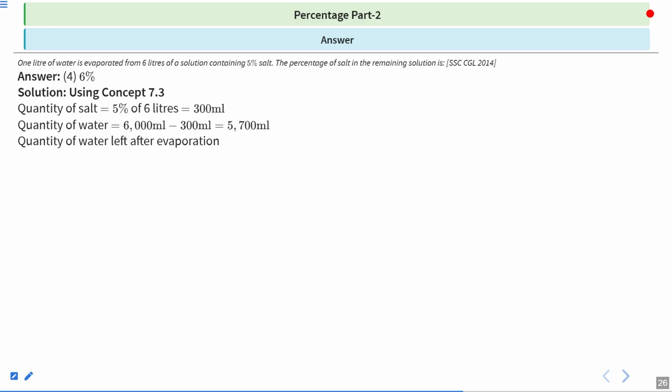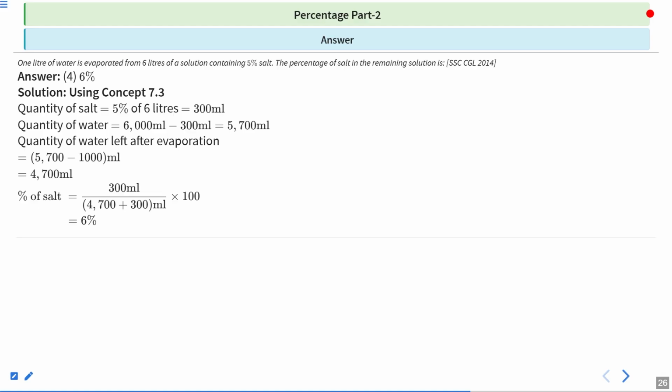Now the quantity of water left after evaporation. We know that 1000 ml water has been evaporated, because it is given in the question that 1 liter of water is evaporated. So the remaining amount of water will become 5700 minus 1000 ml, which is equal to 4700 ml. Now we can calculate the percentage of salt. So 300 ml is salt out of 4700 plus 300, total mixture is 5000 ml, multiplying by 100. So we got 6%. So fourth is the correct answer.